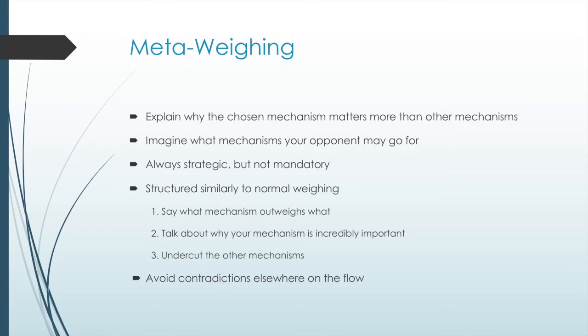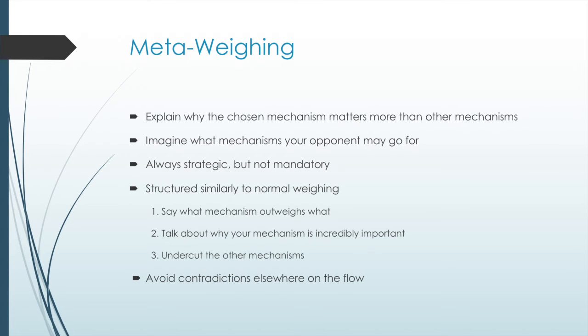So the last point I have here is avoid contradictions elsewhere on the flow. For instance, if on your first AF contention you were saying that probability outweighs scope, and then you go on to the negative disad and you say probability actually isn't as important as magnitude, then all of a sudden you've made all of the work you did on probability on the AF flow totally meaningless because the judge is just like, oh, okay, then I'll just look at magnitude because it's the most important mechanism in the round.